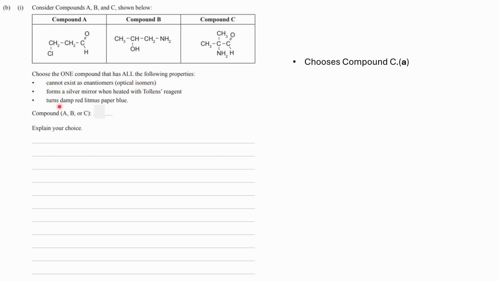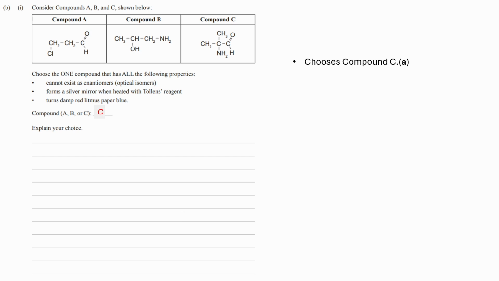But the last one turns damp litmus red. Blue, sorry, blue. So if it's turning red litmus blue, it must be a base. Which one of these has a base on it? This one here does. It has an NH2, an amine group, which is slightly basic and will turn red litmus blue. So compound C is our answer. There we go, compound C.